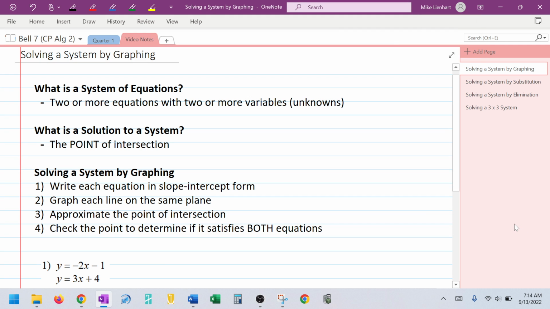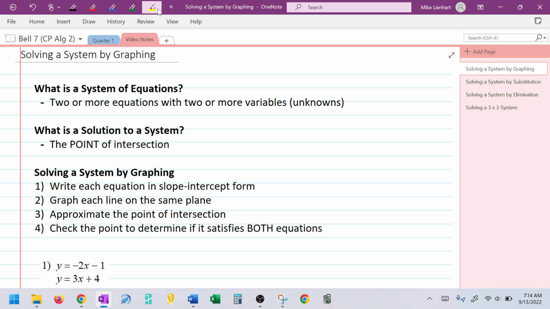This video is about solving a system by graphing. So what is a system of equations? A system of equations is two or more equations with two or more unknowns or variables. All right? So if we have a system of equations, how then do we solve it?